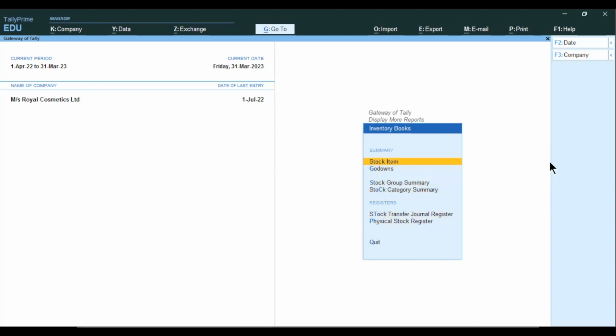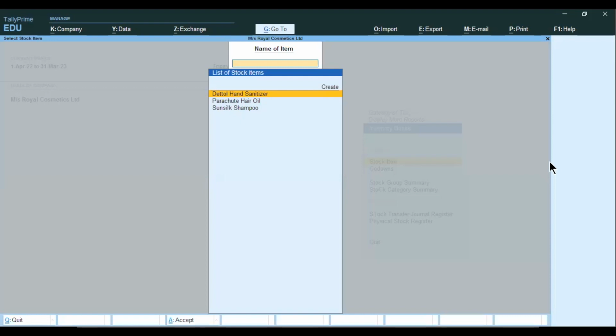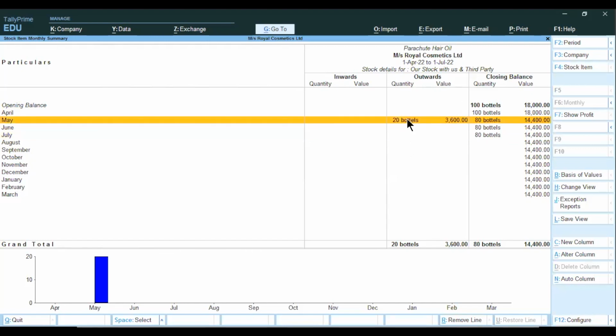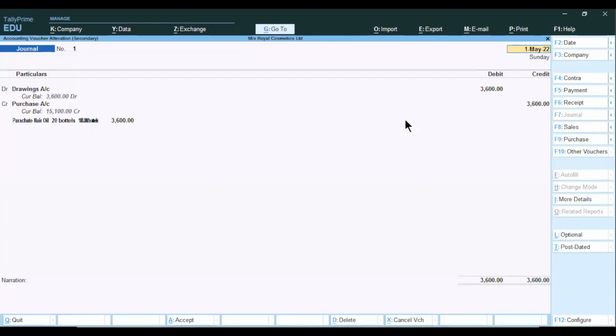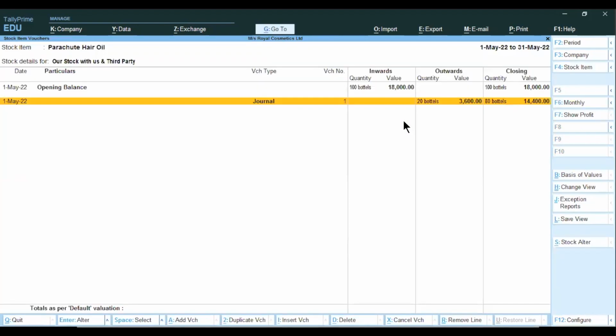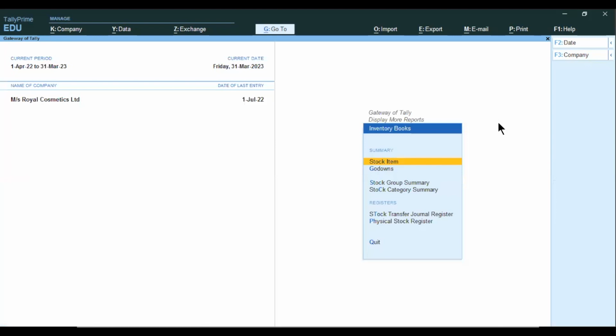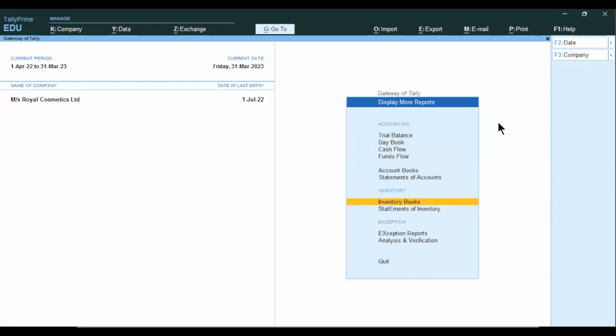Suppose I would like to check the inventory of parachute hair oil. It shows there is no inward but outward is there. 20 bottles were adjusted for drawings account, so goods were taken by the proprietor. And now we have only 80 bottles in our stock. Like this, we can check the stock reports through inventory books.